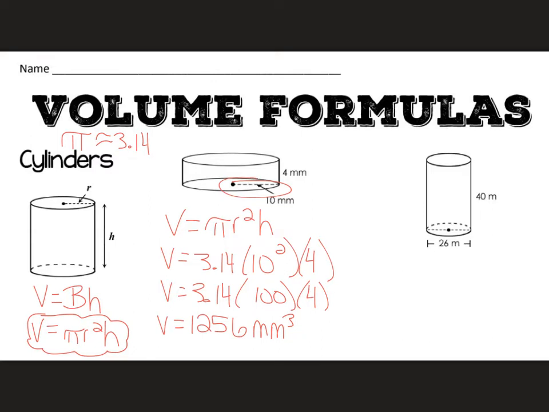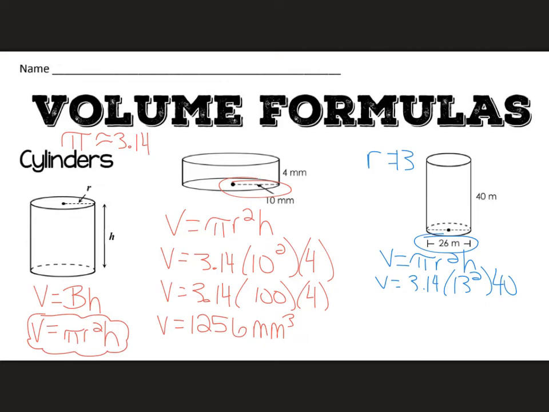All right, so this one, look, is very similar, but instead of the radius, they give us the diameter. So if they give us the diameter, which is all the way across, we have to cut that in half, and the radius is half of 26 is 13, okay? So we're going to do the same thing. The volume of a cylinder is pi r squared h. That's 3.14 times 13 squared times the height of this cylinder is 40.